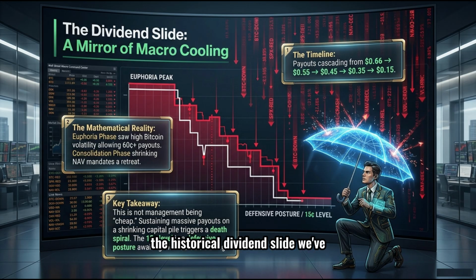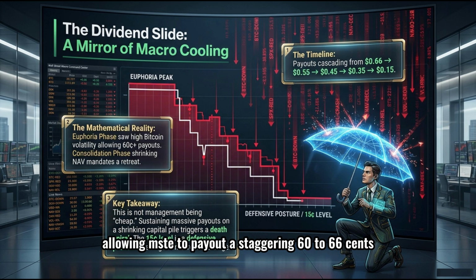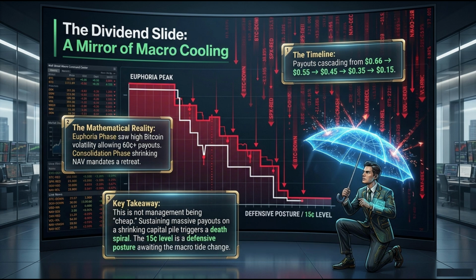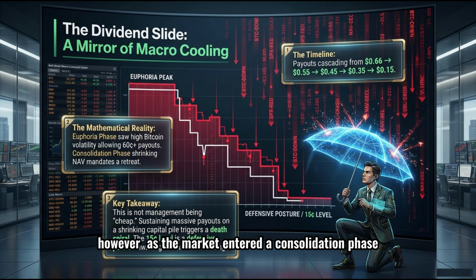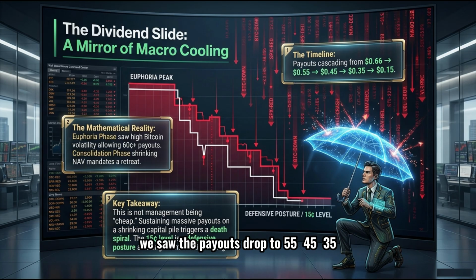The historical dividend slide we've witnessed is a perfect mirror of the macro cooling in the Bitcoin ecosystem. In the early days, the euphoria around Bitcoin sent MSTR's price and volatility to the moon, allowing MSTE to pay out a staggering 60 to 66 cents. However, as the market entered a consolidation phase, the fund had to retreat. We saw the payouts drop to 55, 45, 35, and eventually 15 cents.